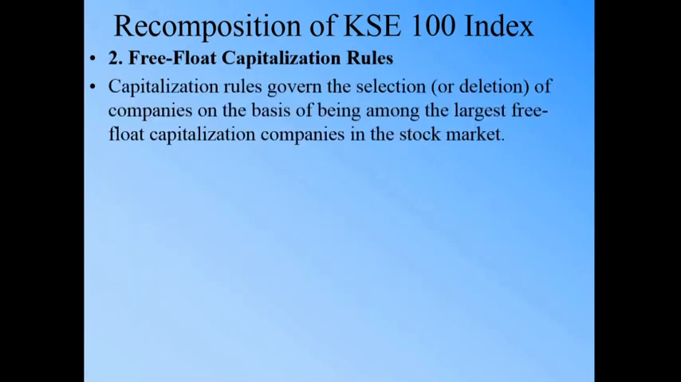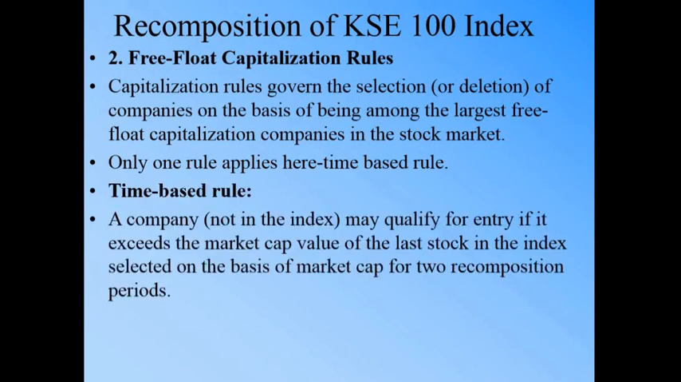The second one is the free float: the selection of the 65 companies based on the sector. Now it is based on the other 65 companies, how the 65 companies are being selected. The capitalization rule governs the selection or the deletion of the companies on the basis of being among the largest free float capitalization in the stock market. Only one rule applies here, that is the time based rule. A company not in the index may qualify for entry if it exceeds the market capitalization value of the last stock in the index, selected on the basis of market capitalization, for two recomposition periods.